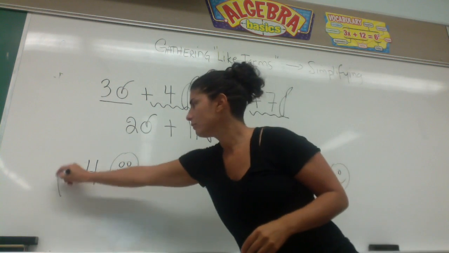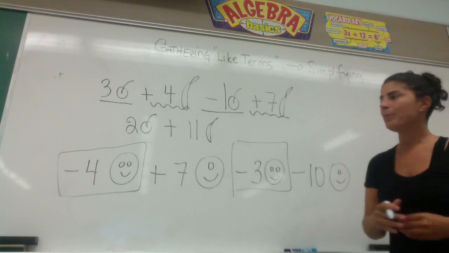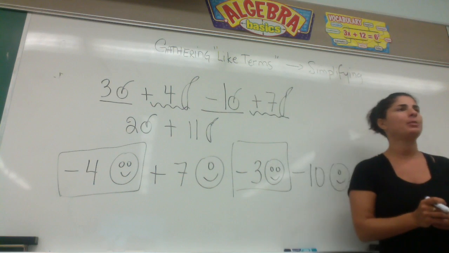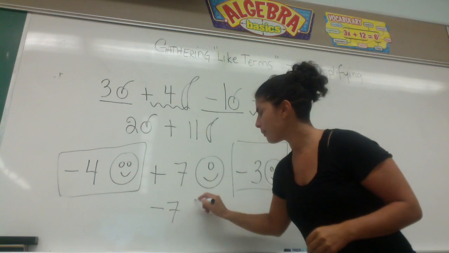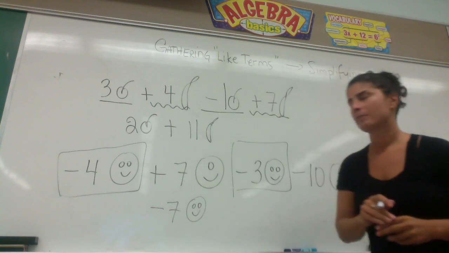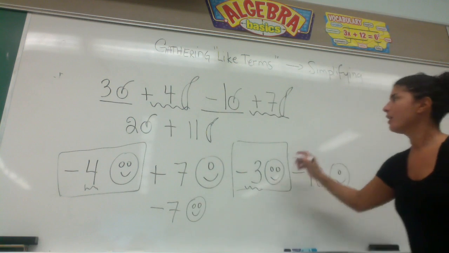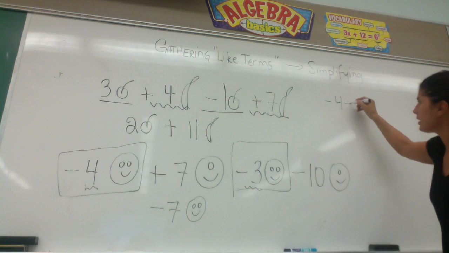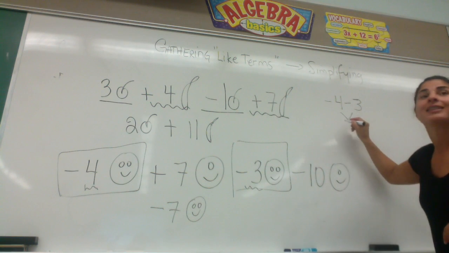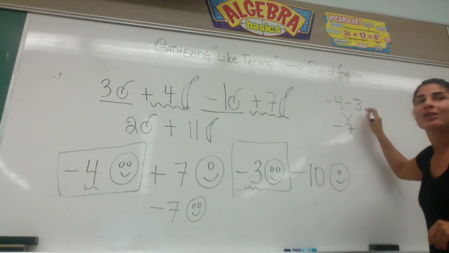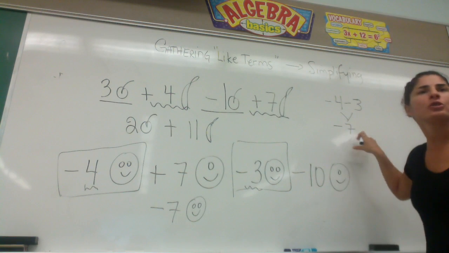So which 2 go together? This one here, right? Happy face. Happy face. How many happy faces do I have? -7. -7 happy faces. What did I do? I took the -4 and the -3. What do we call this from grade 7? Integers. We're just doing integers.